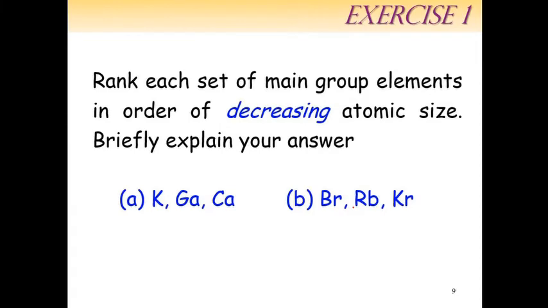Let's look at exercise 1. Rank each set of main group elements in order of decreasing atomic size. Briefly explain your answer. A. We have potassium, gallium and calcium. B. We have bromine, rubidium and krypton.